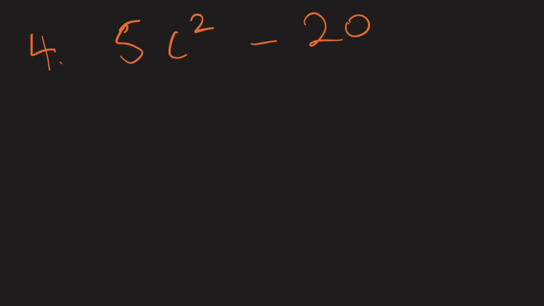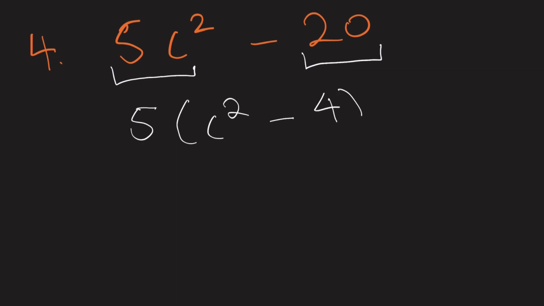And now question number 4, 5c squared minus 20. As you can tell, both of these numbers are not squared numbers. So does that mean we can't do difference of two squares? No, we can. What we have to first do is simplify it. So let's take a factor of 5 out. Put 5 outside the brackets, and now we can write c squared minus 4.